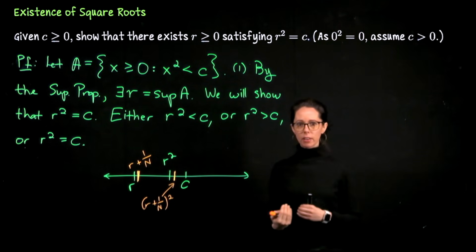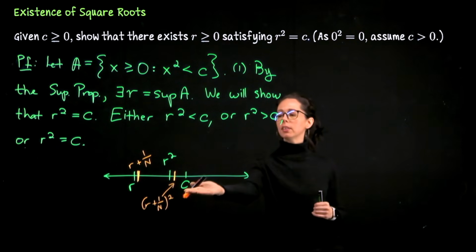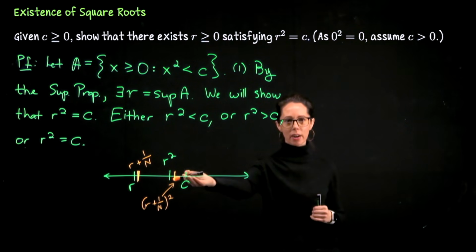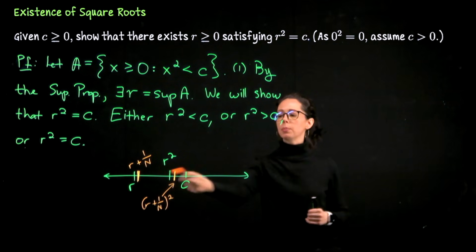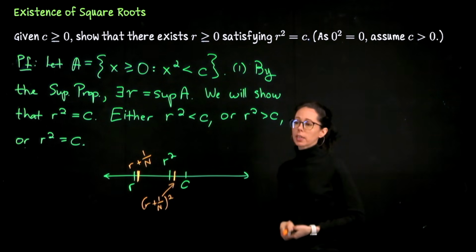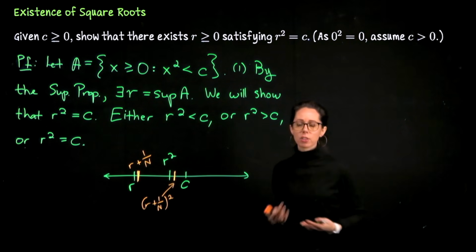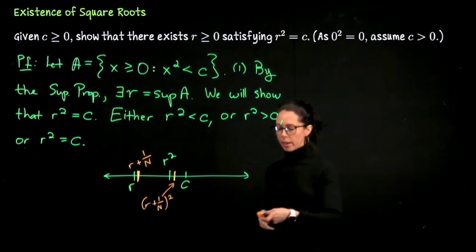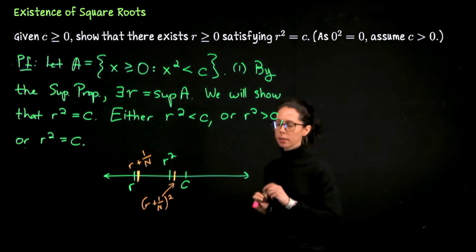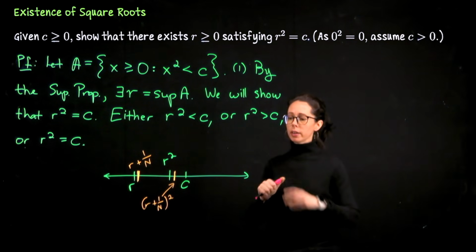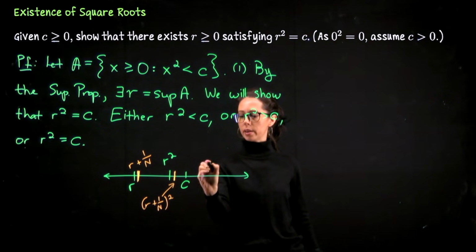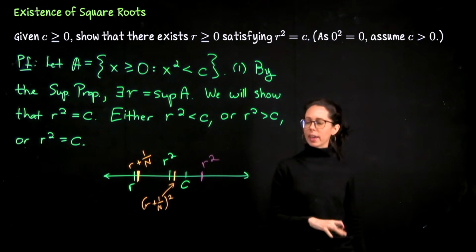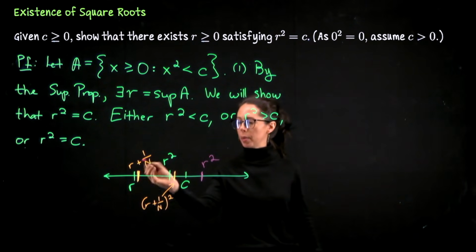Build a number slightly larger than r whose square is still less than C, because we have some room here. Algebraically, we're going to be able to squeeze that square in this gap between r squared and C. And then we'll be able to contradict the fact that r was ever an upper bound to begin with. On the other side, let me switch to pink. If r squared is bigger than C, let's say this is r squared. Again, going back to the original number r, maybe now it's here.